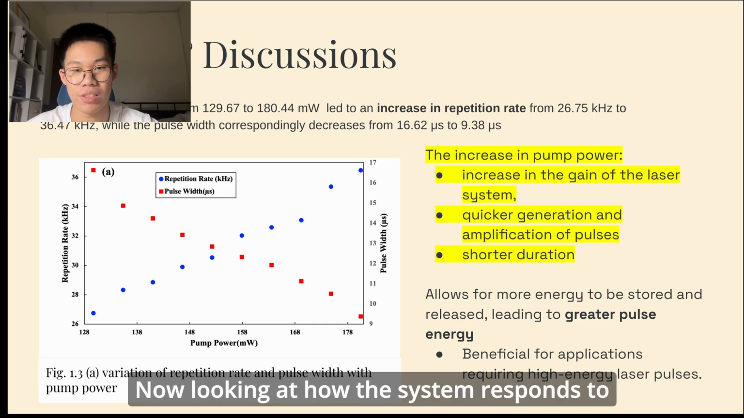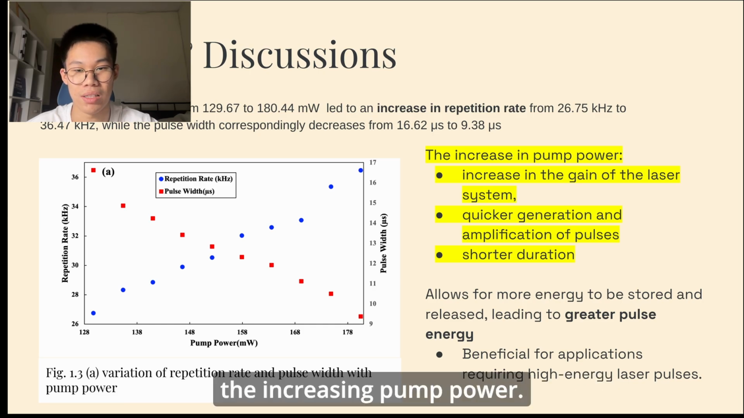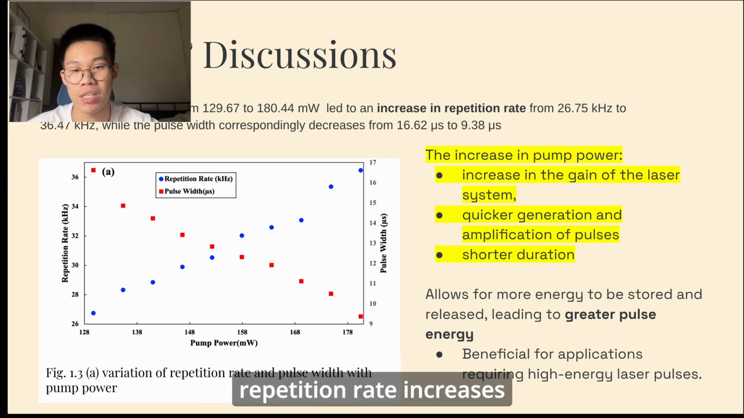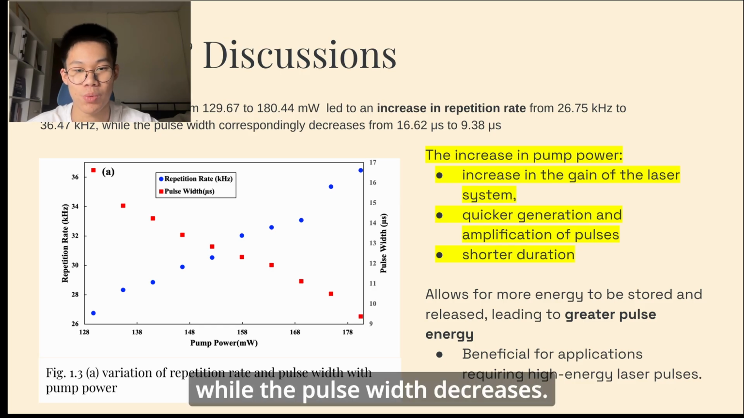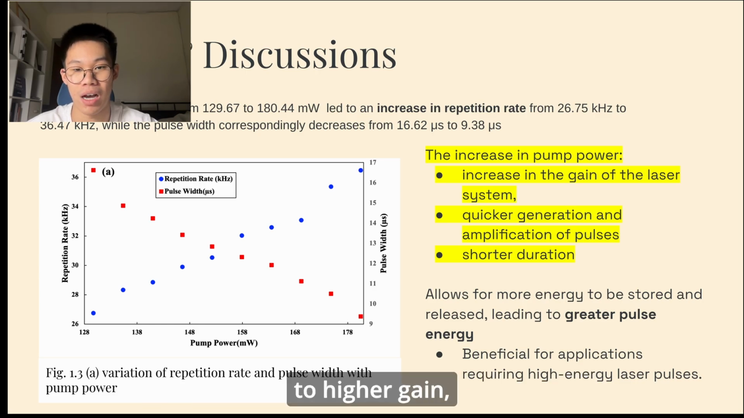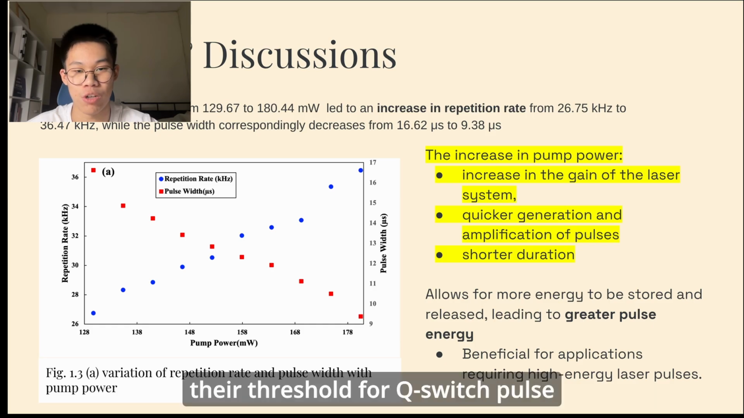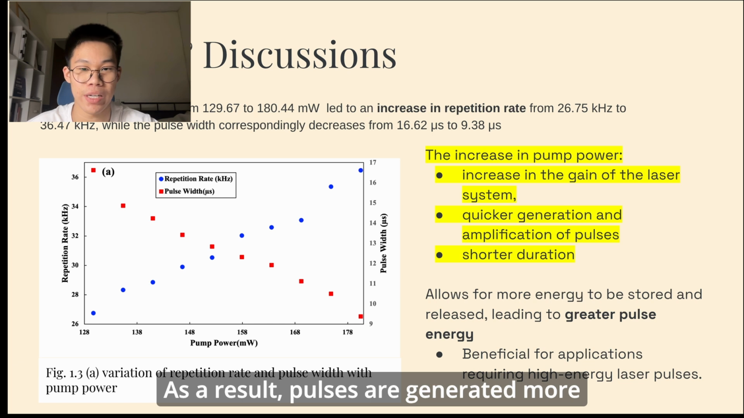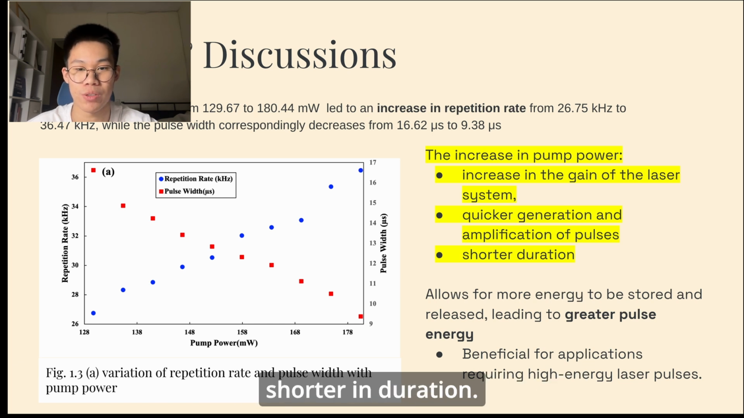Now looking at how the system responds to increasing pump power. As the pump power increases, the repetition rate increases while the pulse width decreases. This is because higher pump power leads to higher gain, allowing the system to reach the threshold for Q-switched pulse generation more quickly. As a result, pulses are generated more frequently and become shorter in duration.